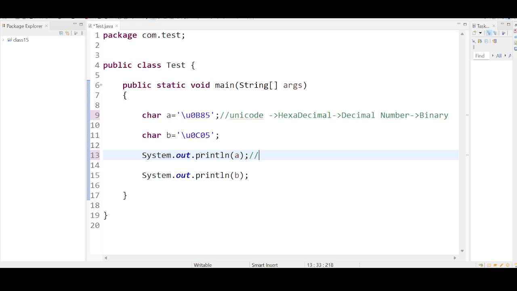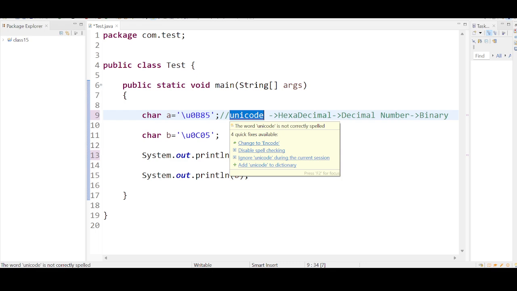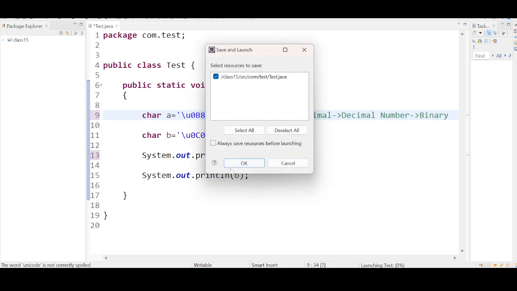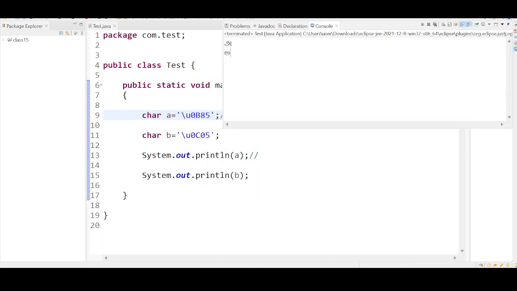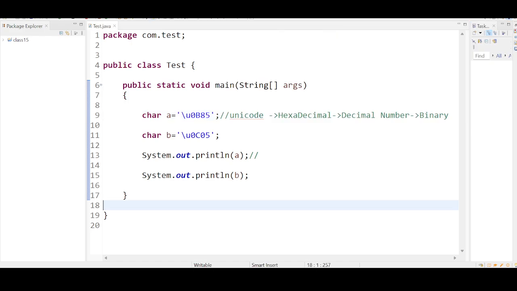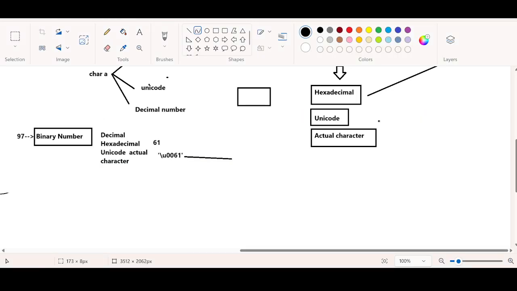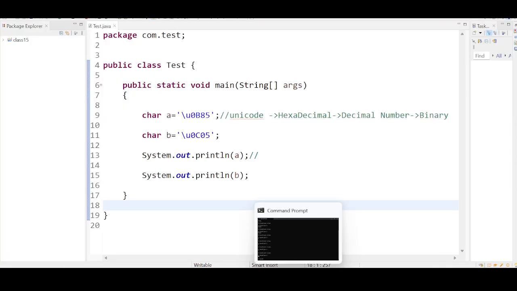At the time of execution, the reverse will happen. The binary number will be converted to decimal, then hexadecimal, then the Unicode. From the Unicode, the actual character will be extracted. What is that actual character? If you run this, this is the actual character. Tamil.